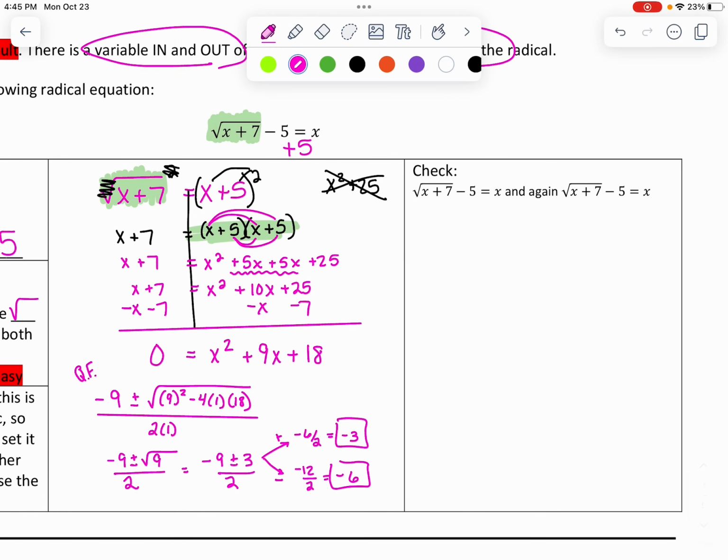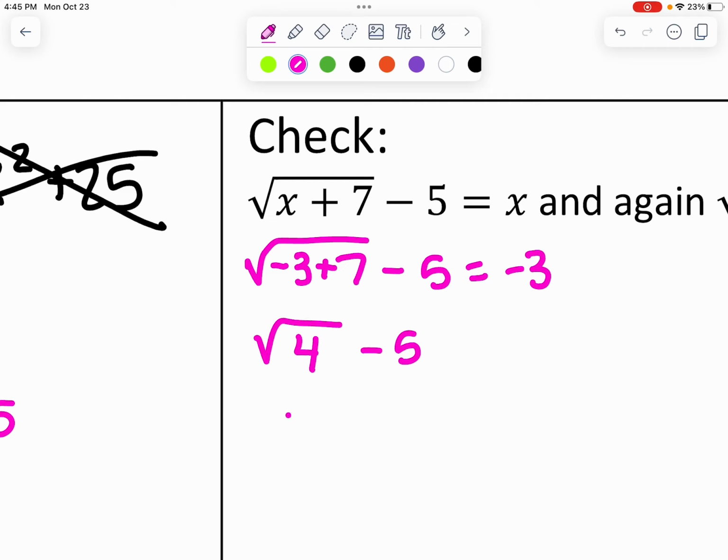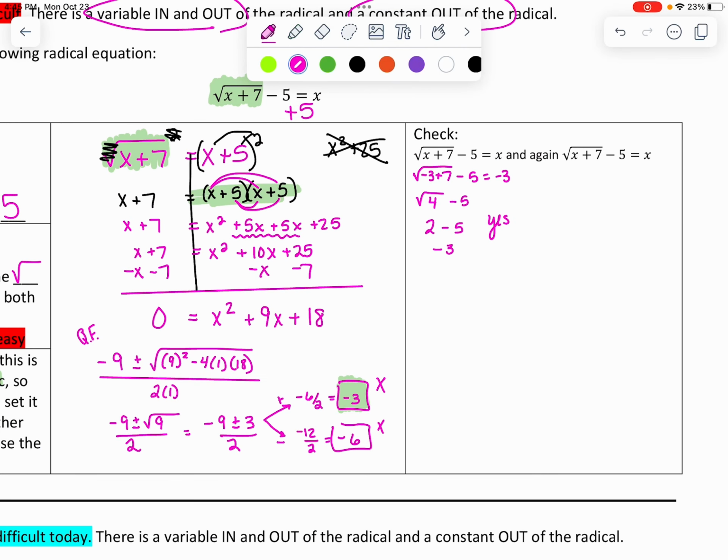Let's try negative 3 first, okay? These are what I got for x. These are my x values. Thank you, quadratic formula. I'm going to put in negative 3 first for x and see what I get. That's going to be the square root of 4 minus 5. That's going to be 2 minus 5. That's going to be negative 3. Yes, negative 3 is not extraneous. Boom.